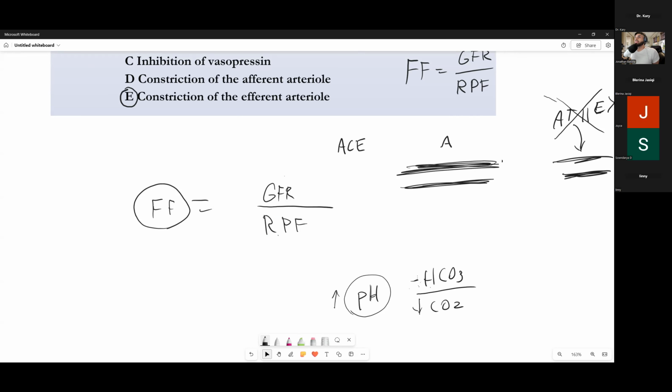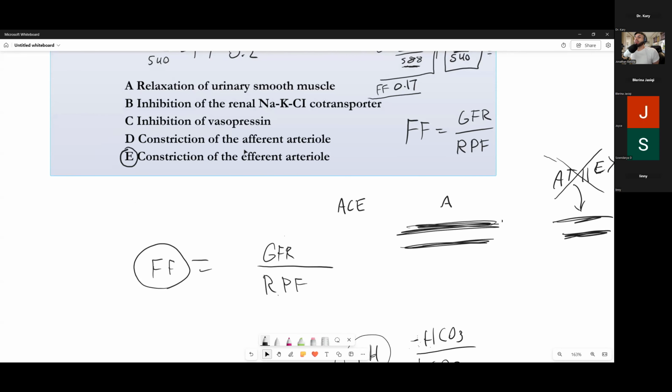Yes, correct. So they give both, right? They give D and E. D is constriction of the afferent artery. Won't that drop the renal plasma flow? Constriction of the afferent artery, won't that drop the renal blood flow and the renal plasma flow? That should stop the renal blood flow, yes. But here, this is the efferent. If it's the efferent that's constricting, it will increase the glomerular filtration rate.